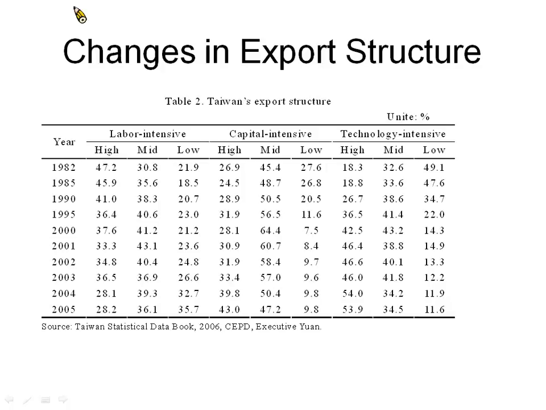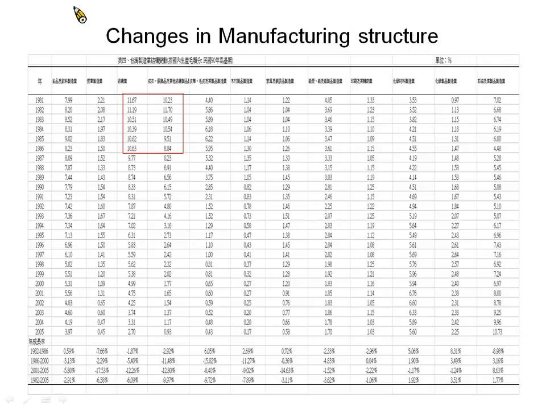Let me give you the numbers. Here is the change in the manufacturing structure by two-digit industries. Sorry, these are in Chinese. You can see these are the textile and apparel industries. Their share in the early 80s remained pretty high, together about 20% of total manufacturing. But that number declined over time for the textile and apparel industries.